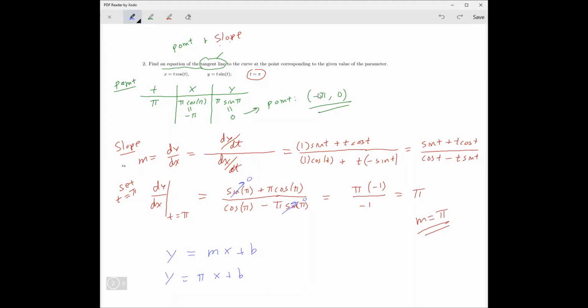Then put this point in here. That means you would set x equal to -pi, and y equal to 0. So 0 here, and -pi there. And b is going to be pi squared. And then plug that b back into here, and there you go. So y equals pi x plus pi squared. Any questions about that one?